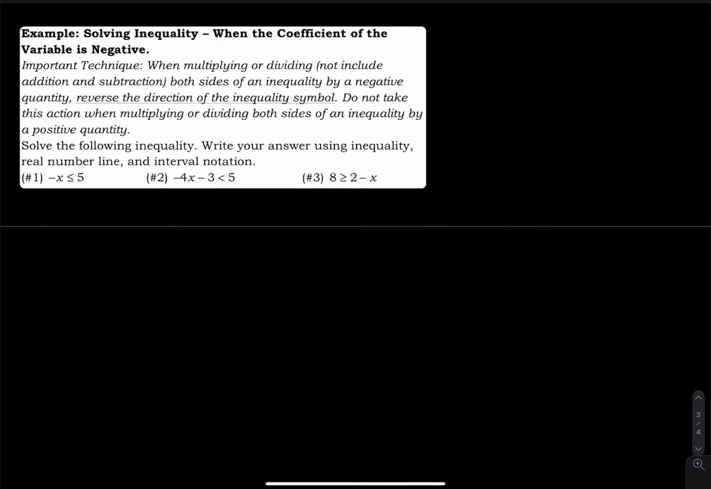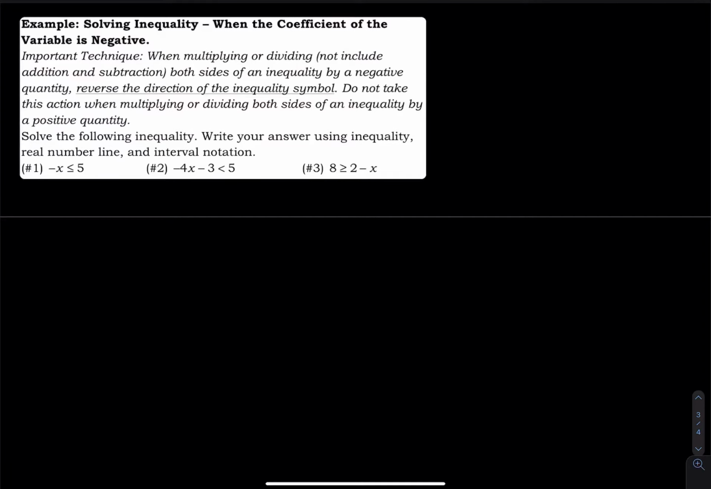When the coefficient of the variable is negative, here is what you have to do. When multiplying or dividing, not including addition and subtraction, both sides of an inequality by a negative quantity, reverse the direction of the inequality symbol. Do not take this action when multiplying or dividing both sides of an inequality by a positive. So when you multiply or divide, multiplication and division only, both sides of an inequality by a negative, you have to reverse the direction of the inequality symbol.